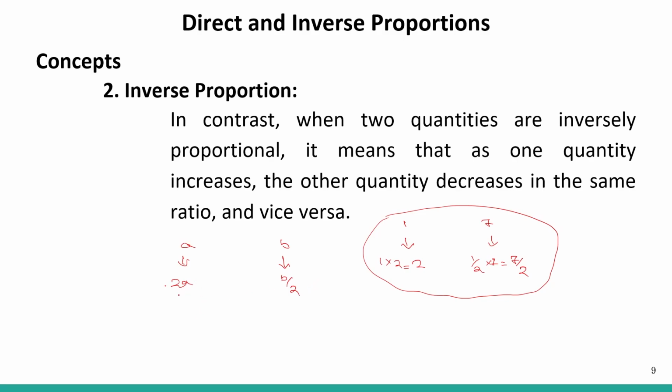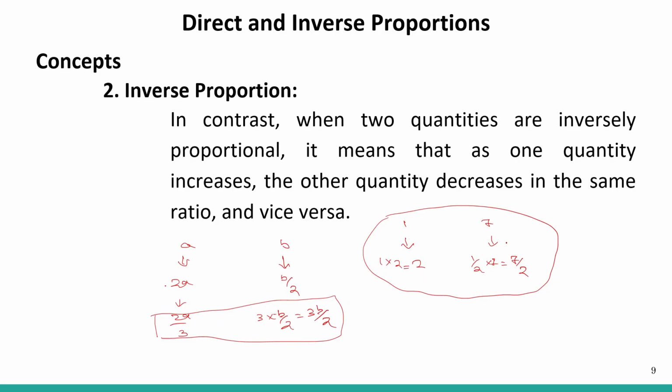And if 2a becomes 2a by 3, then b by 2 becomes 3 into b by 2, that is equal to 3b by 2. So this kind of relationship will be followed if the two quantities are related by inverse proportion. Inverse proportion means this kind of relationship.